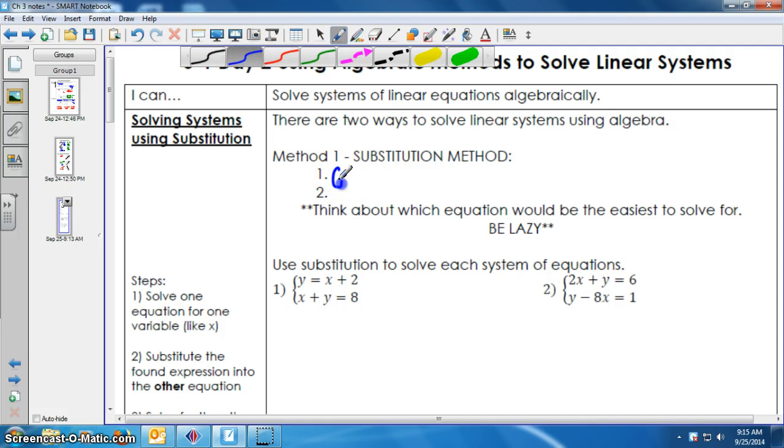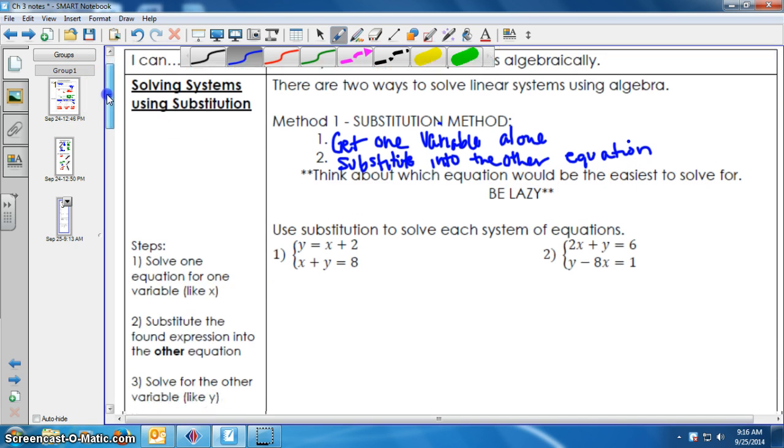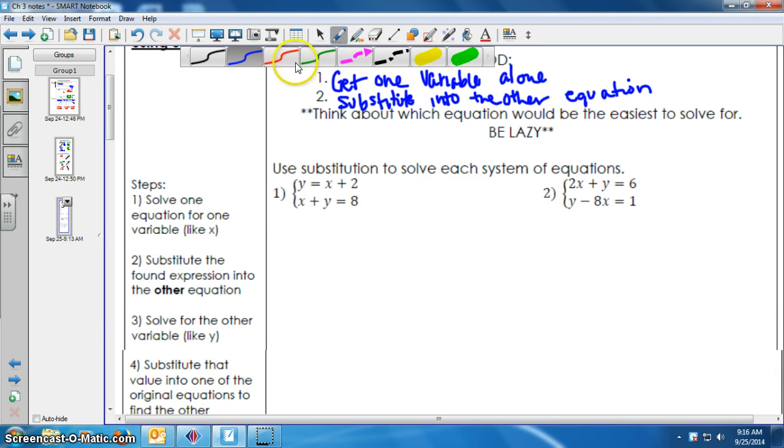So get one variable alone, and then substitute into the other equation. Think about which equation would be easiest to solve for. Be lazy. There might already be one that has a variable by itself, which in the first one it does. Y equals this.